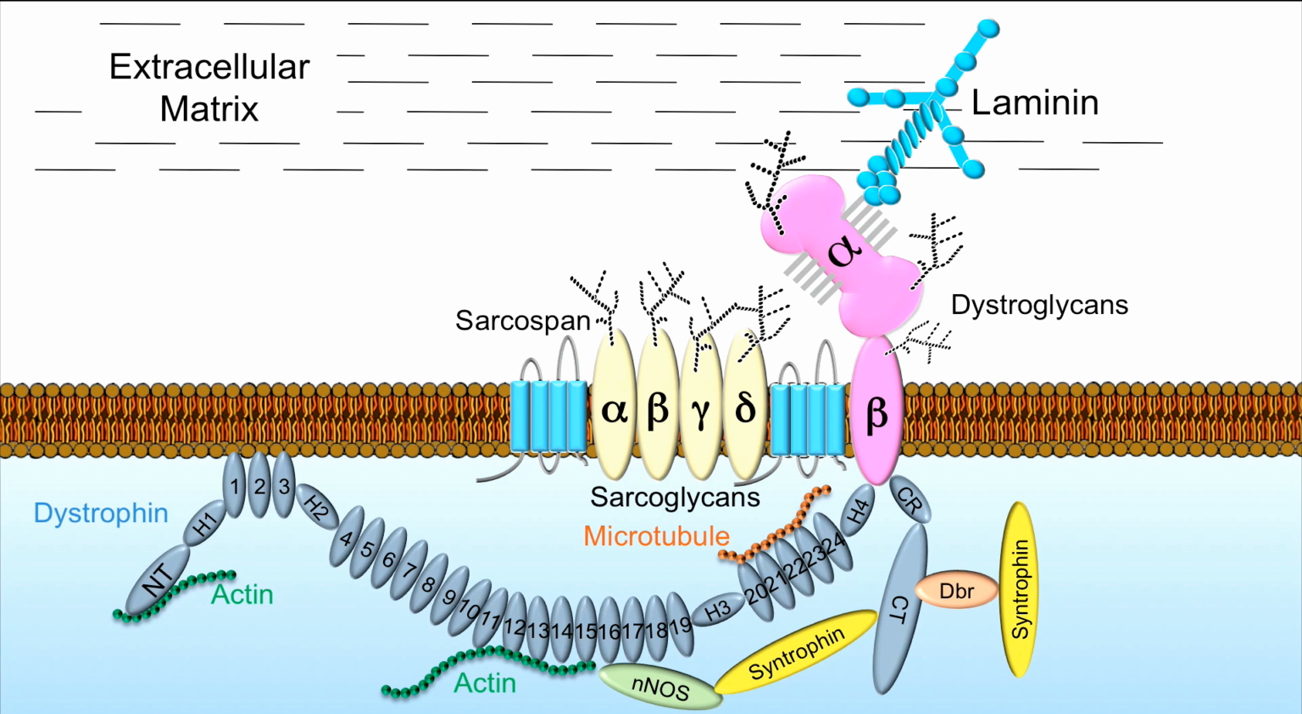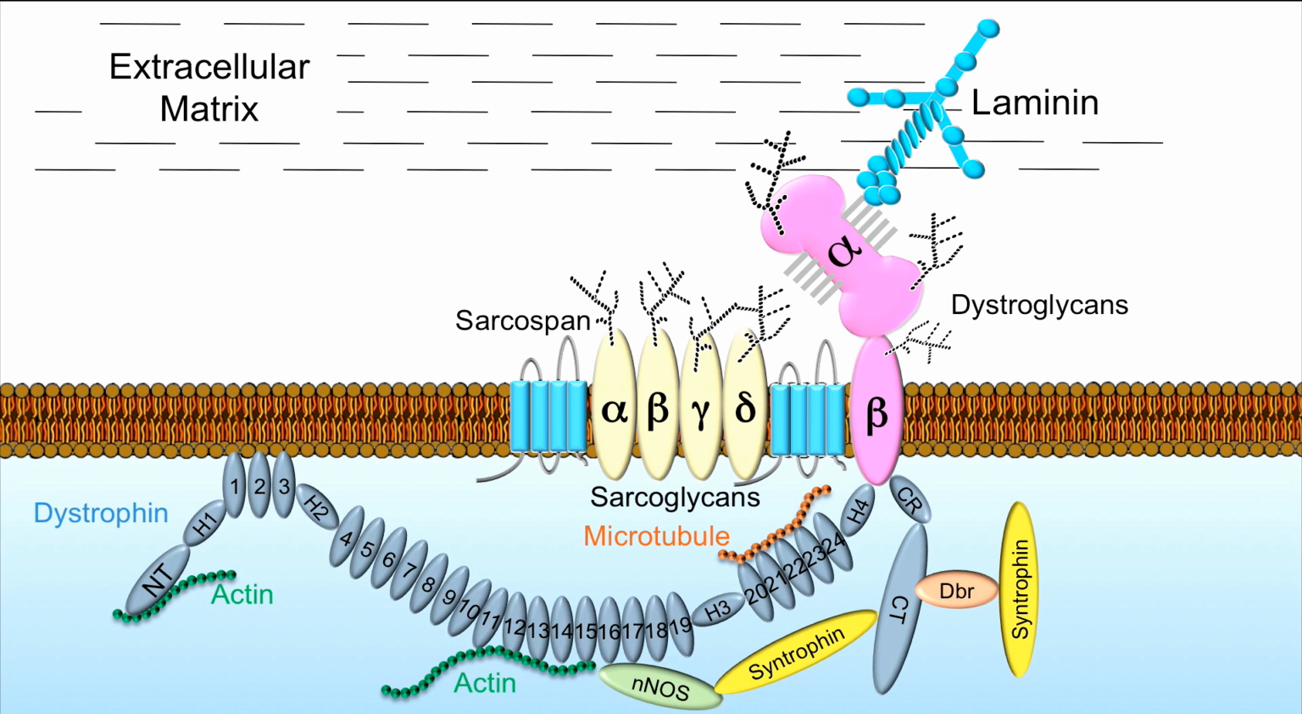In addition to interacting with the dystroglycans, the dystrophin glycoprotein complex is also comprised of sarcospan and the sarcoglycans. The sarcoglycans are single-pass transmembrane glycoproteins. On the intracellular face, again shown in yellow, are proteins called the syntrophins that interact with a protein in orange called dystrobrevin, and also another protein called NOS. We're going to hear much more about NOS later on in the quarter.